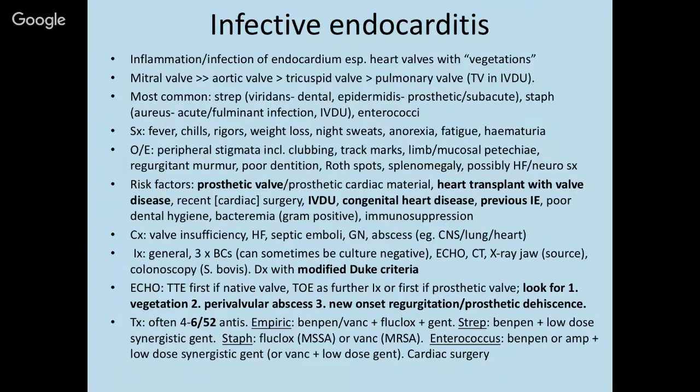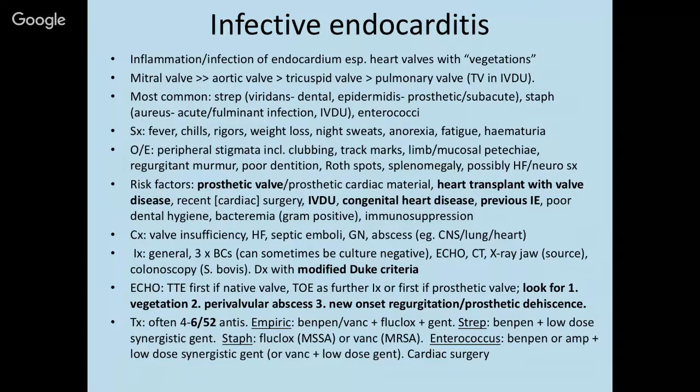And the things you look for are a vegetation, a perivalvular abscess, new onset regurgitation, or, if they've got a prosthesis, it's coming away or dehiscing. And then often they need 6 weeks of antibiotics. And the antibiotic stuff's there. You probably don't really have to know that.